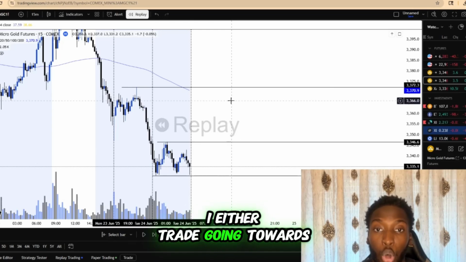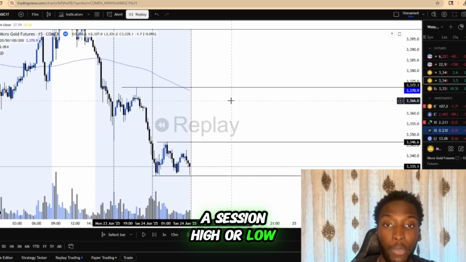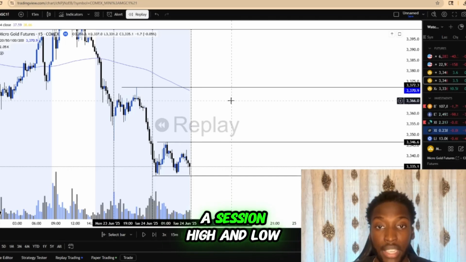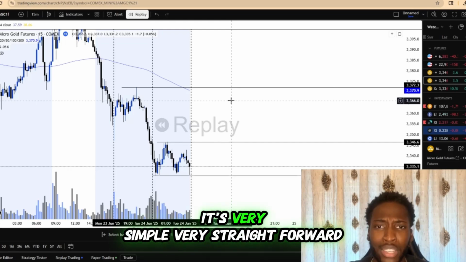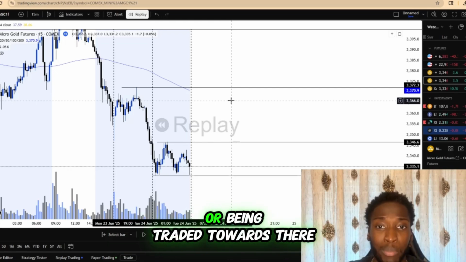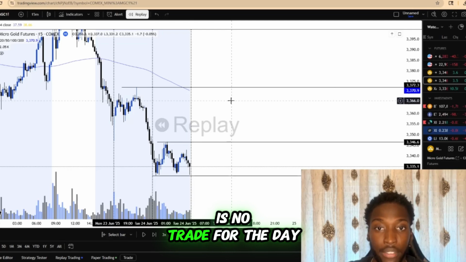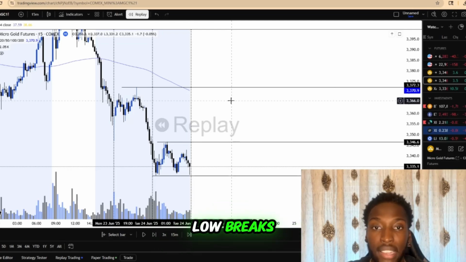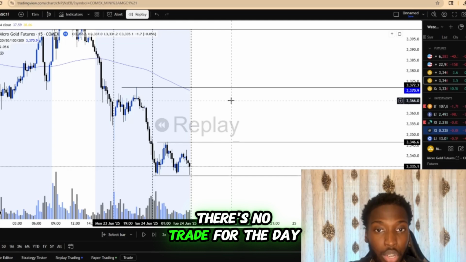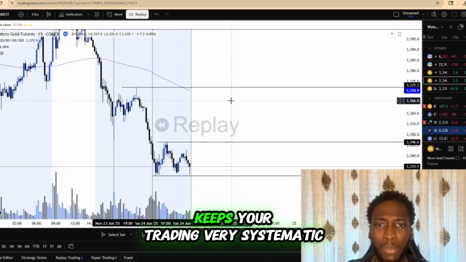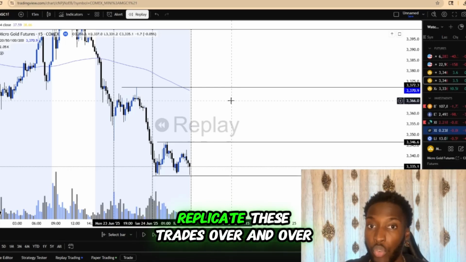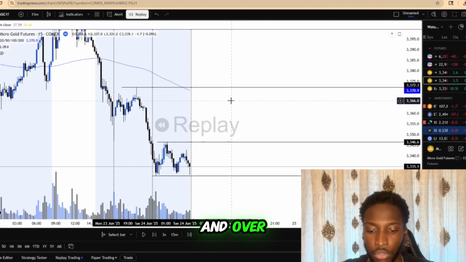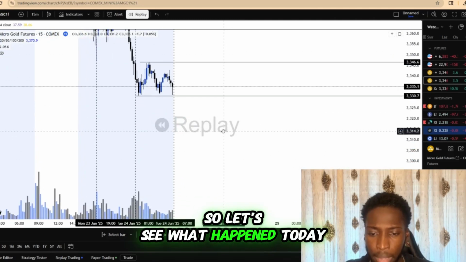I either trade going towards a session high or low, or I trade away from a session high and low, or I trade a break and retest of a session high and low. It's very simple, very straightforward. If a session high or low is not being tapped or being traded towards, there is no trade for the day. If the session high and low breaks and doesn't give us an entry, there's no trade for the day. It's very simple. It keeps your trading very systematic and also lets you replicate these trades over and over and over. So let's see what happened today.